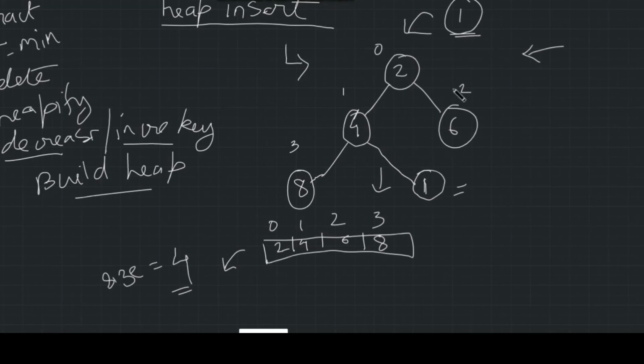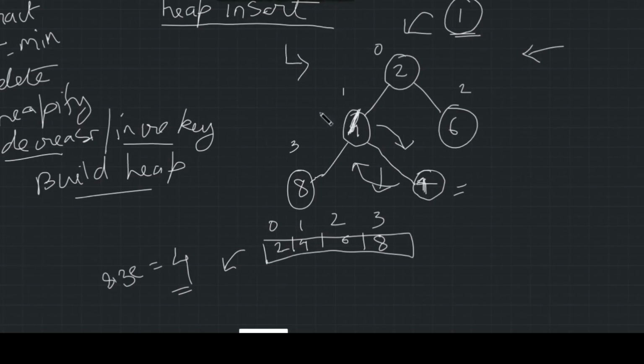After adding it at the end of the heap, the next step is to compare it with the parent's value. The parent value is 4. If the parent value is greater than the newly inserted node, then we need to swap the values. On swapping, this will change to 1 and this one will be 4.